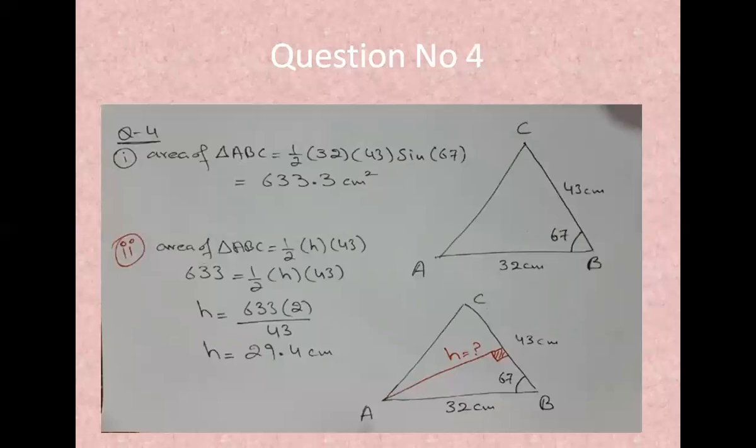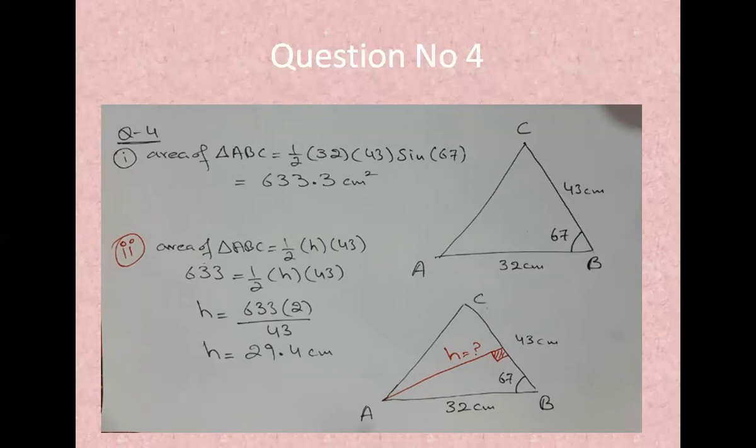So now you have question number 4 in the triangle. This diagram is given in the question. ABC triangle is given as a diagram in the question. He says in the triangle ABC, the AB side is 32 centimeters, the BC side is 43 centimeters, and the angle ABC is 67 degrees. Find the area of the triangle ABC. We know the two sides and the angle included between them. We can find out the area of this triangle.